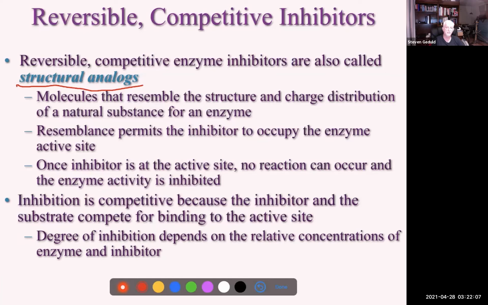The degree of inhibition, how much is inhibited, depends on the relative concentrations of enzyme and inhibitor. Okay? If there's a lot of inhibitor around and little enzyme, it's going to block it completely. If there's a lot of enzyme around and a little bit of inhibitor, there'll be plenty of enzymes for the other ones to work. So it all depends on the concentrations in the solution.